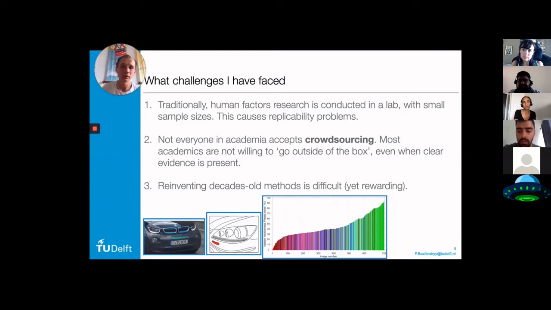And autonomous driving is one of the ways to answer that problem and to reduce the number of people who die. And so I used crowdsourcing from almost the first month of my research in my PhD, and I understood that not everyone in academia accepts the idea of using crowdsourcing. Most academics, I think, are not willing so much to go outside of the box, even when evidence is clear and present. In one of my papers, we even managed to replicate a number of quite established and serious studies from back in the day, which dealt with my topic of PhD.